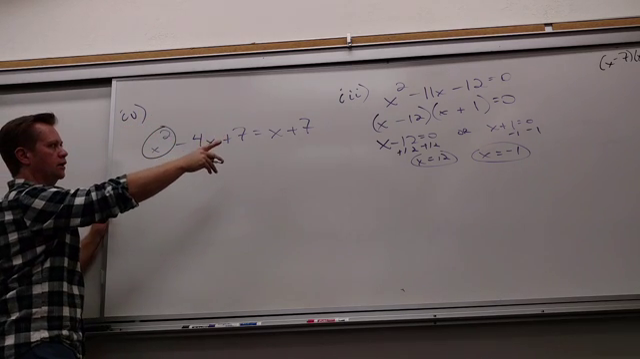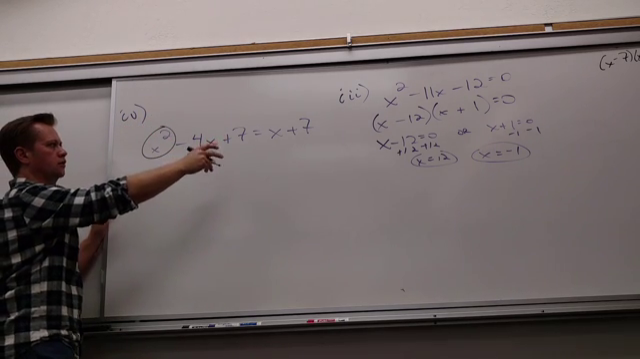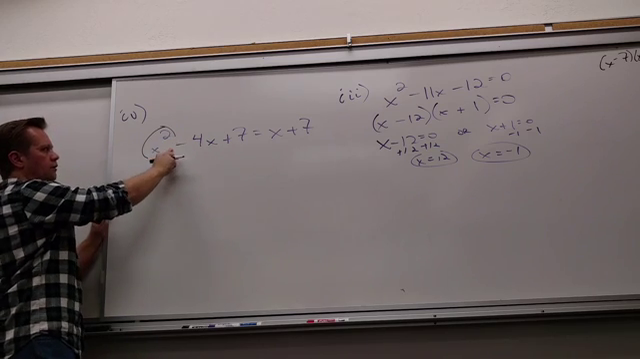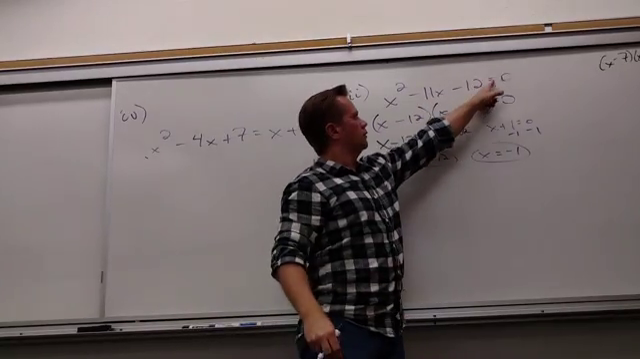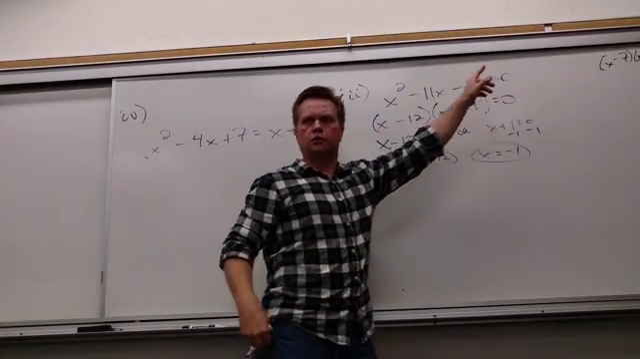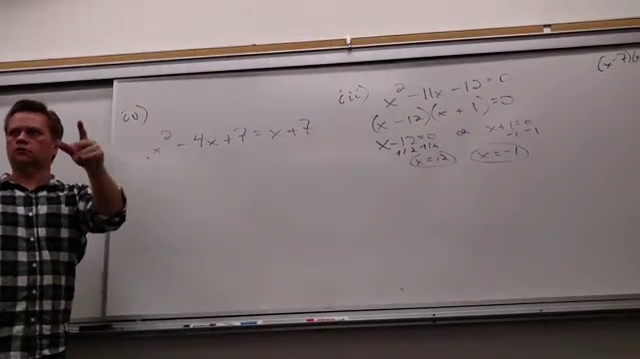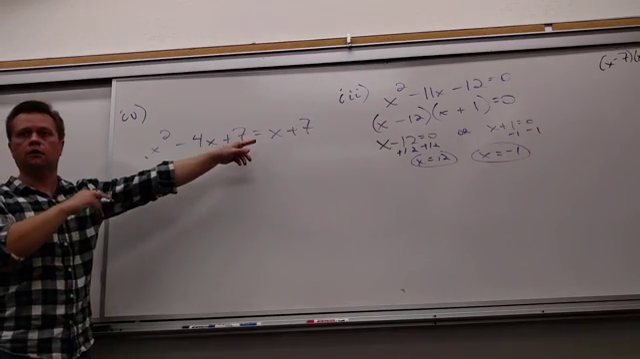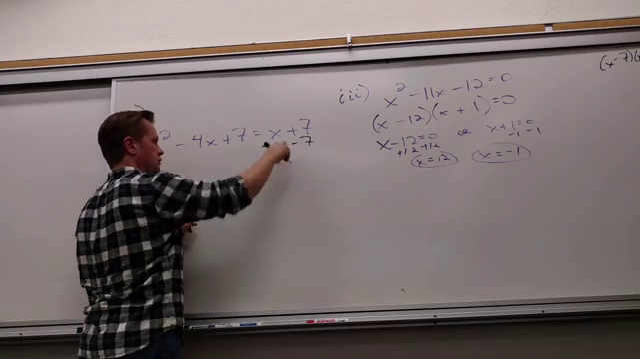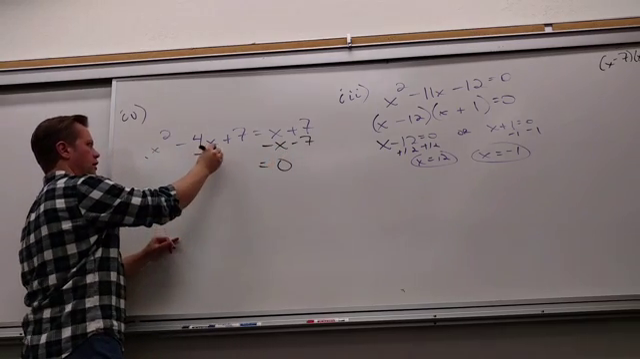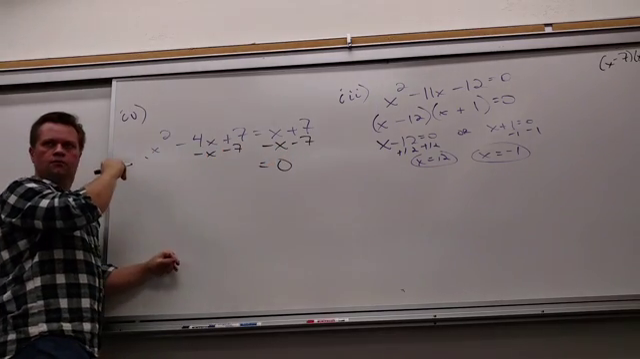So how do I get it equal to 0? Do you factor the left side? When do I factor? When it is already equal to 0. So is it equal to 0 yet? No. So I can't factor yet. How do I get it equal to 0? Subtract x. Subtract 7, because what's left then? 0.